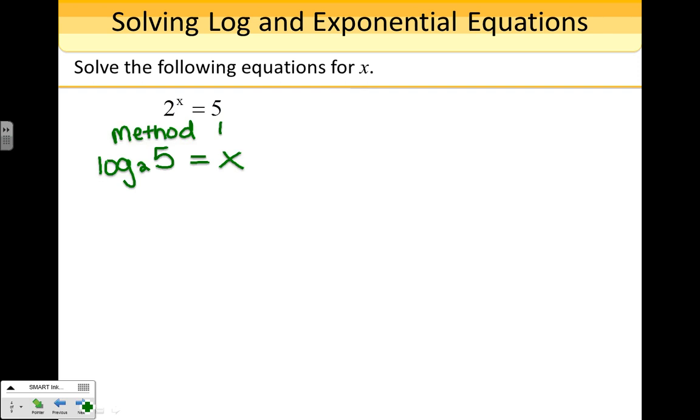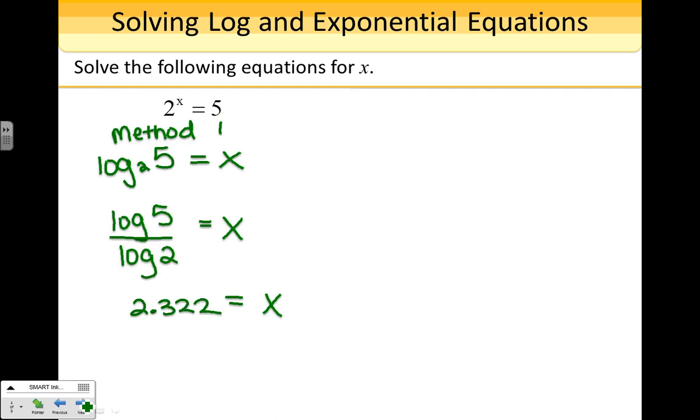Some of your calculators, you can just plug that into your calculator. Some, you have to put it into a common log, so we're going to use the change of base: log 5 over log 2, and then you can plug that into your calculator. So go ahead in your calculator, do log base 10 of 5 divided by log base 10 of 2, and see what you get. You should get 2.322, and so on.